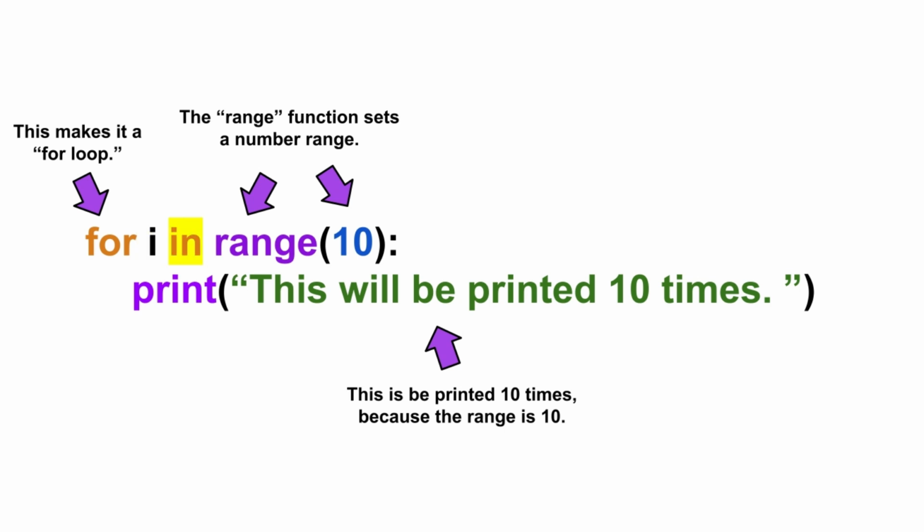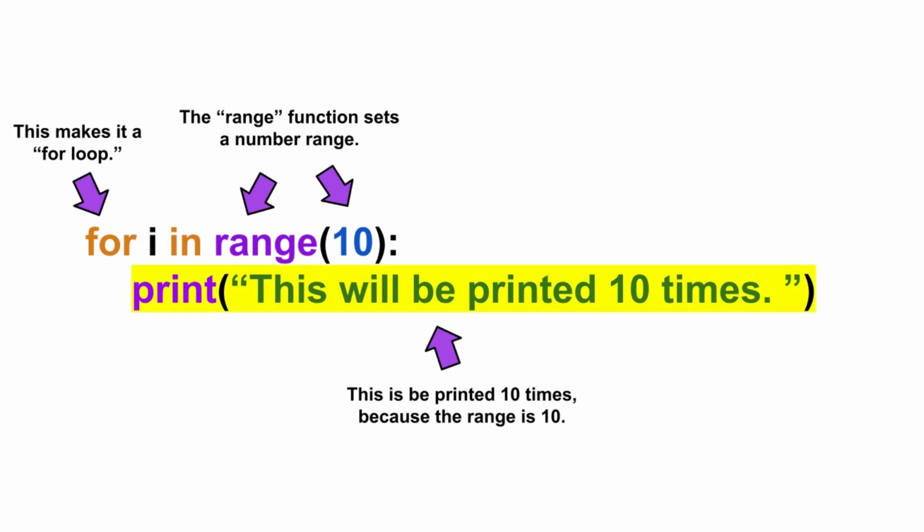Then write in and a range function. The range function sets a number range for our for loop to run in. So set the range to the number you want. By writing this, we are basically telling the computer to run our code 10 times, and after each loop ends, our counter will go up by 1 to count the next loop.